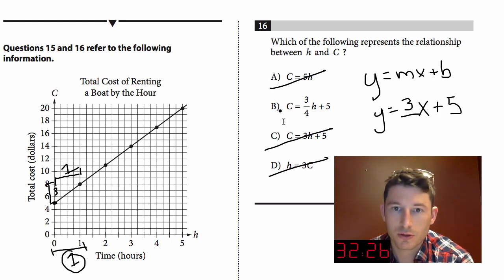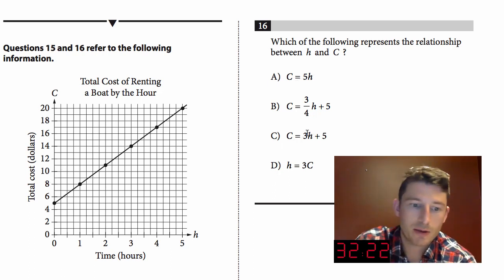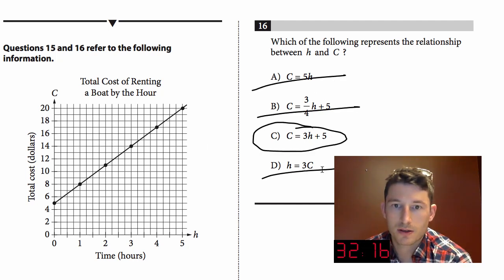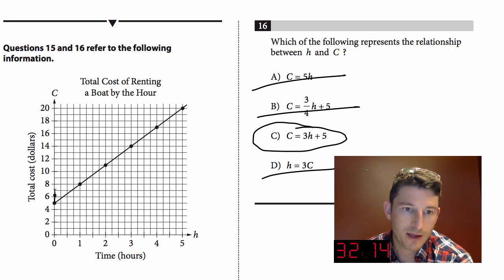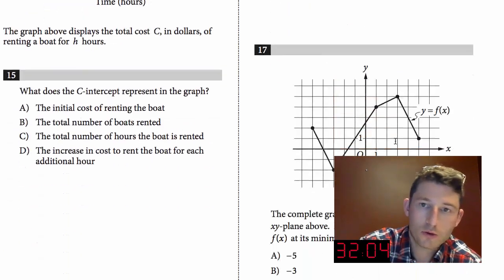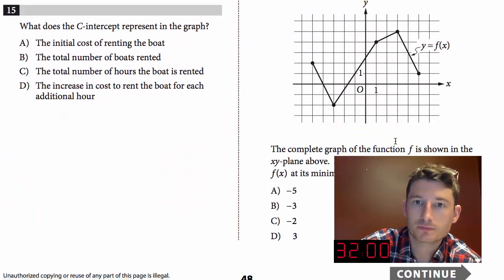Okay, so you know what? Let's not undo that one. So it's actually C. That was a tricky one. That almost got me. It goes up 3, from 5 to 8 is 3, and from there to there is 1. So 3 over 1. All right, cool. Whew, close one. All right, number 17.